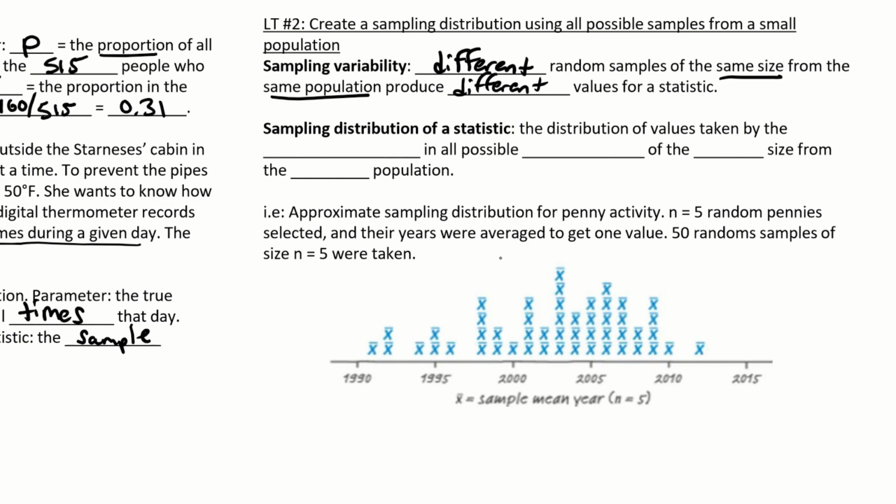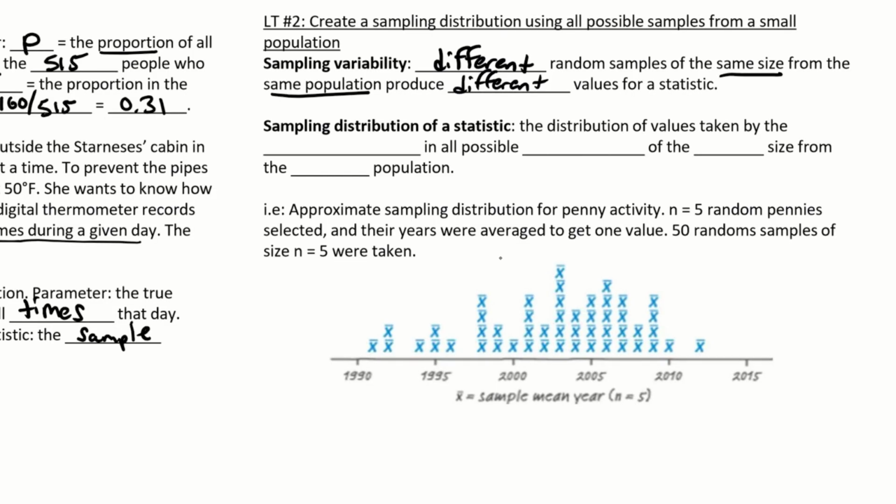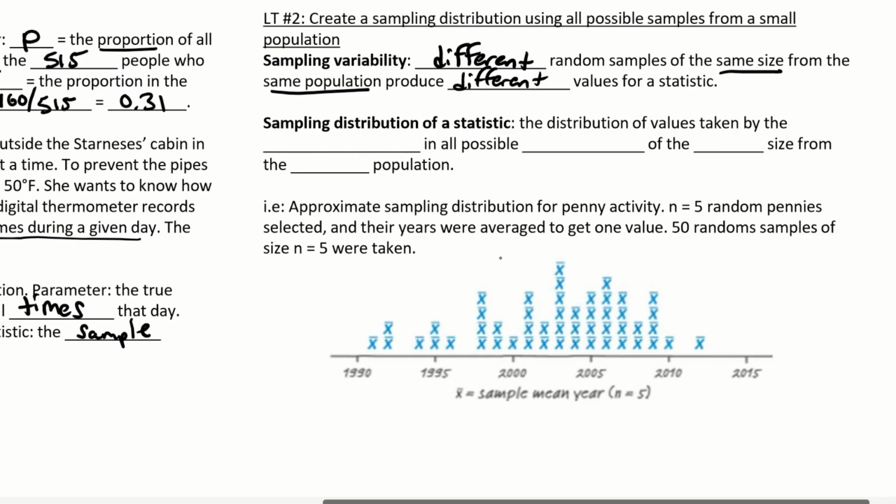And so because you have different results when you take a sample, you can graph these results, and these results would form part of what we call a sampling distribution. Okay, so the sampling distribution of a statistic. Again, these are important vocab terms to know. The sampling distribution of a statistic is the distribution of values taken by the statistic, because the statistic is a value from a sample, right? In all possible samples of the same size from the same population.